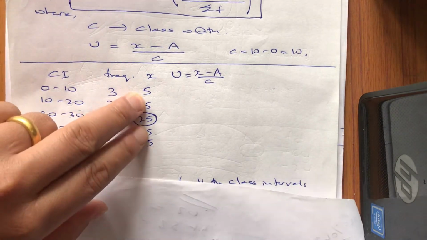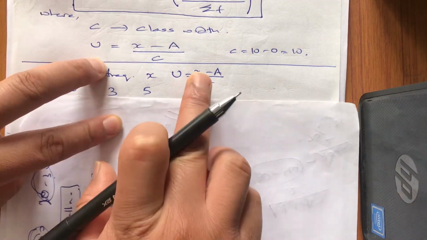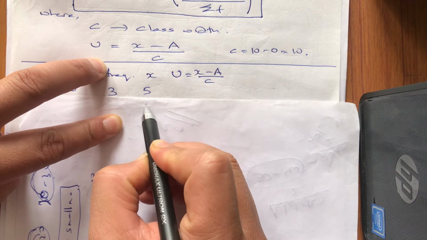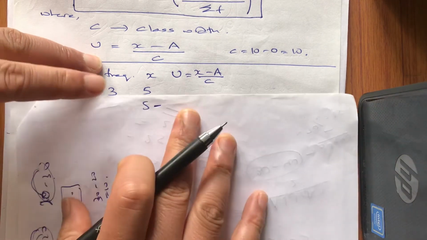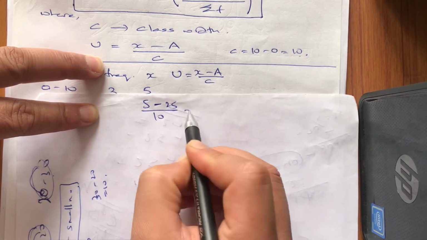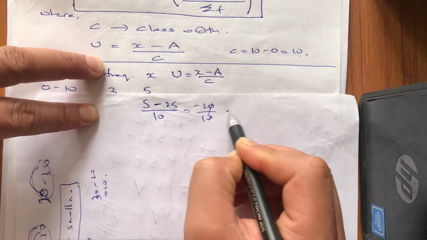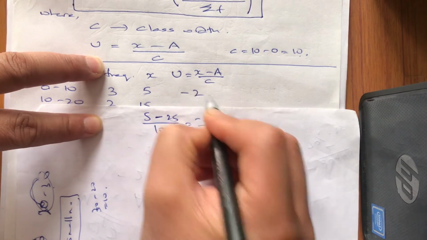So the first x is equal to 5. Now u says x minus a. So what is this x? x is 5. 5 minus a. We have chosen a to be 25. So 5 minus 25 divided by c, we got it as 10. So we get minus 20 by 10. We cancel. We get the first u to be minus 2. So my first u is minus 2.